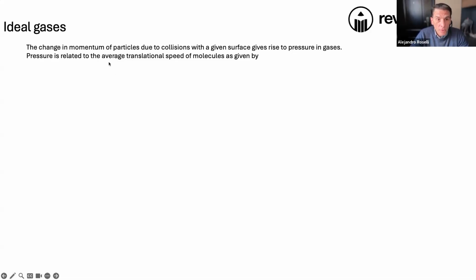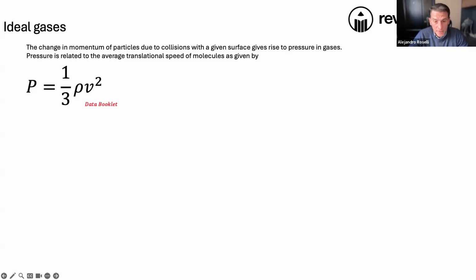Now, pressure is related to the average translational speed of molecules as given by this formula, which is new within the IB syllabus. If you've been practicing with past papers, you have likely never used this formula. It makes its new appearance this year. So do keep in mind that whatever practice you did with past papers, you likely never used this equation. It's one of the equations that you will find in your data booklet.